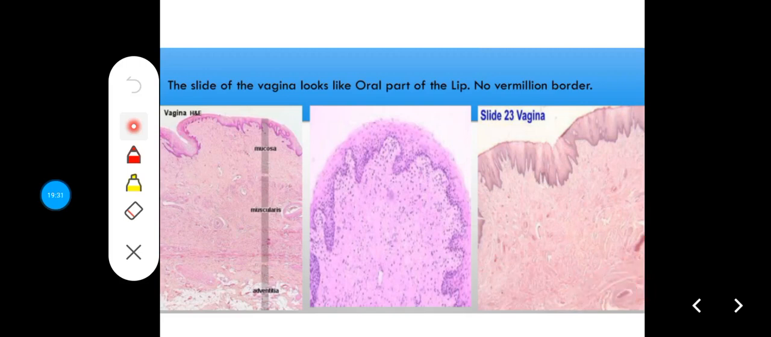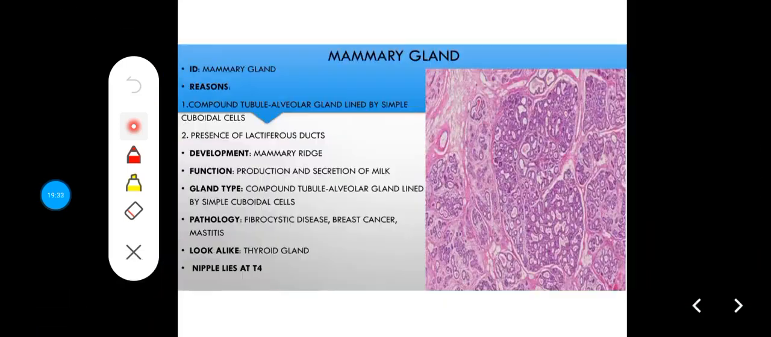So that's it for the vagina. Now the last part of the female reproductive organs that we'll look at is the mammary gland. It's a kind of accessory organ of reproduction, though it doesn't play a direct role in reproduction.